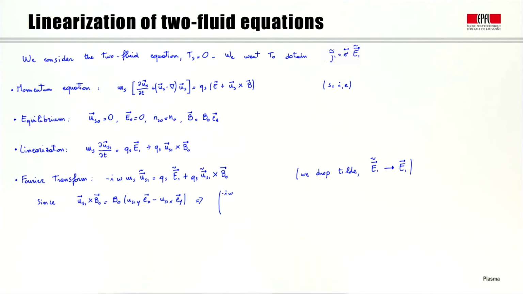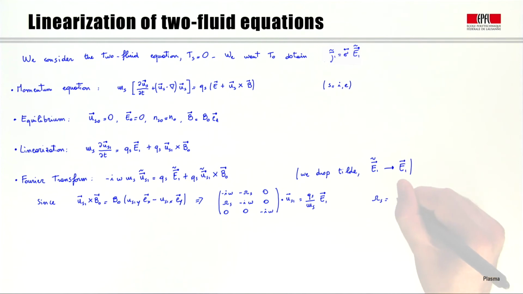Then we can bring the contribution of this term on the left hand side, and what we will find is a minus omega cyclotron for the species s here, and omega here, 0, 0, dotted with u_s1, and we leave on the right hand side the E1 term, times q_s over m_s. Just as a reminder, the omega_s that we have introduced here, the cyclotron frequency, is equal to q_s B0 over the mass.